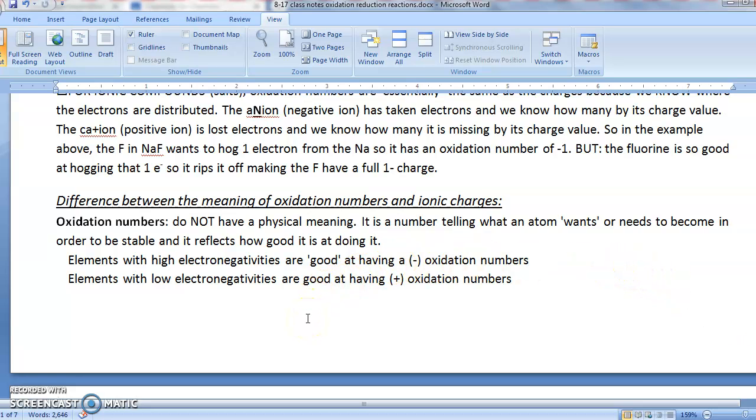Now, what is another difference between oxidation numbers and ionic charges? Well, oxidation numbers, they really do not have a physical meaning because the electrons are not being transferred. They're just being shared unequally. So an oxidation number is not really telling you anything that's physically happened. It's just a number saying how many the atom wants or needs to become stable. Elements with high electronegativities are good at having negative oxidation numbers. Elements with low electronegativities are good at having positive oxidation numbers.